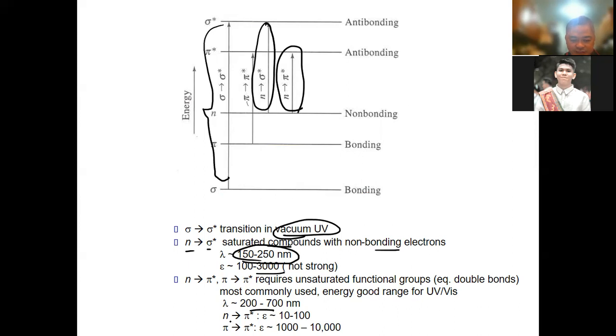Now if it's n to pi star, and this also includes the pi to pi star here. If it's n to pi star, it's just 10 to 100 molar absorptivity, which is quite low. And if it's pi to pi star, it's around 1,000 to 10,000, which is much better.